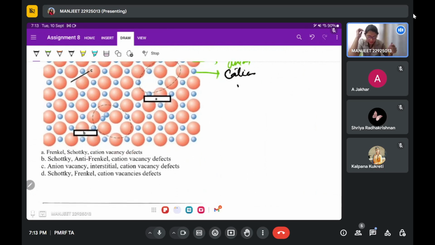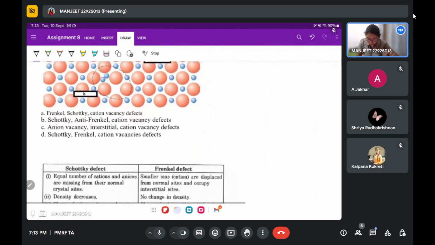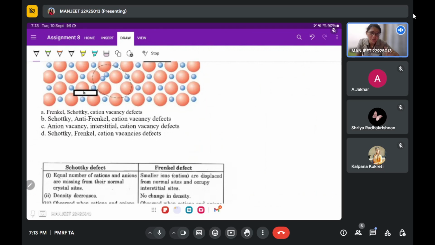A vacancy is basically the absence of that one. If it's the cation one, then this is the absence of your cation. Anion vacancy is basically the absence of your anion atom in that lattice.